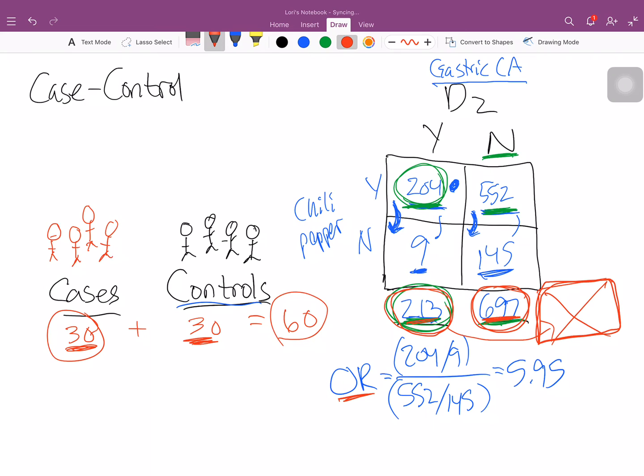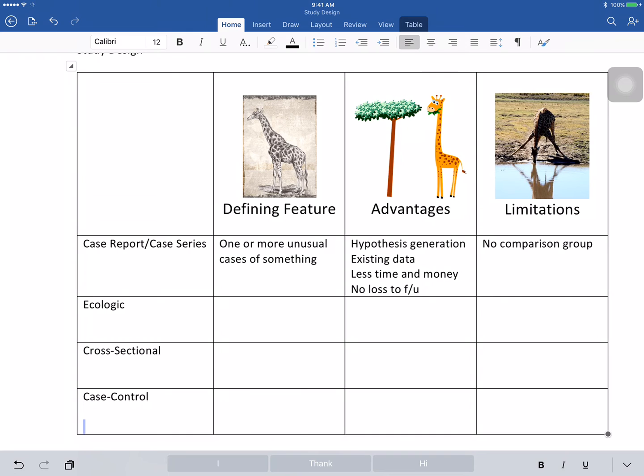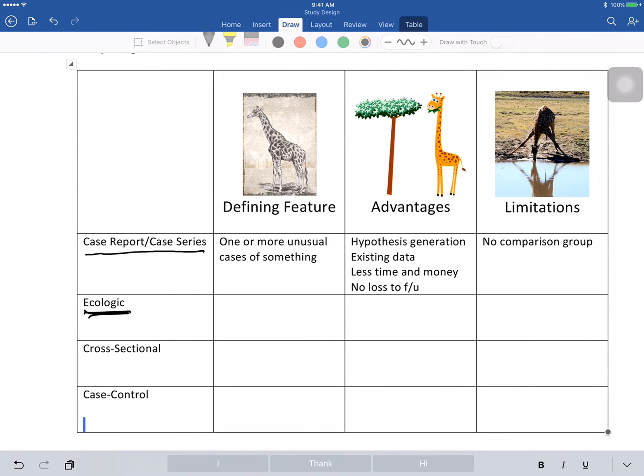So let me go ahead and show you one more thing. And this kind of goes back to the whole idea of thinking about the types of studies that we're using. And so this is a table that I like to use in terms of talking about the study design. So here's our case report, here's the ecologic study, here's a cross-sectional study. My pen is acting up. Okay, so you'll just have to imagine I'm pointing. And then we have case control. So do I get to draw? Maybe.